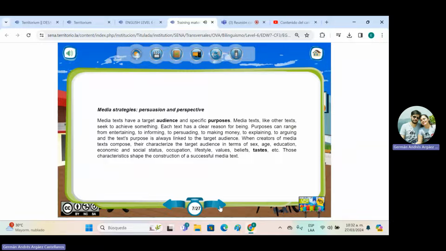Media strategies: persuasion and perspective. Media texts have a target audience and specific purposes. Media texts, like other texts, seek to achieve something. Each text has a clear reason for being. Purposes can range from entertaining, to informing, to persuading, to making money, to explaining, to arguing, and the text purpose is always linked to the target audience. When creators of media text compose, they characterize the target audience in terms of sex, age, education, economic and social status, occupation, lifestyle, values, beliefs, tastes, etc. Those characteristics shape the construction of a successful media text.